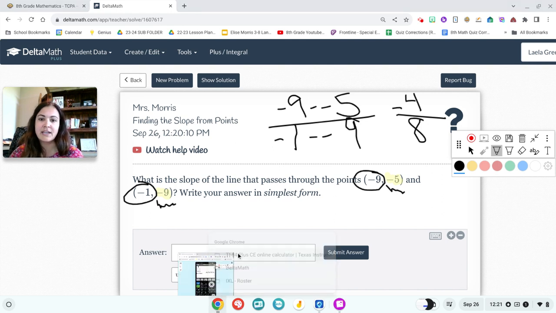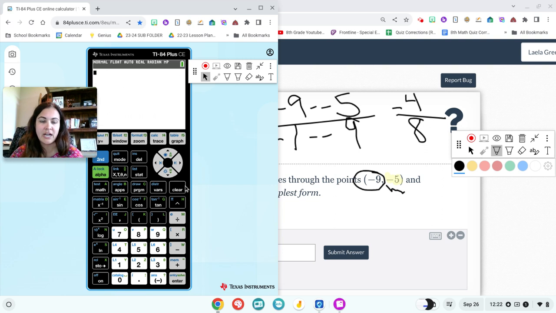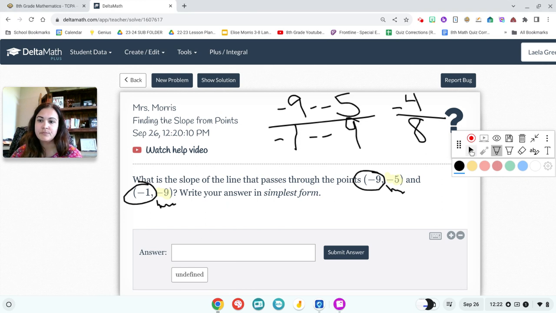So let's check it in the calculator and make sure we're on the right track. We're going to do -9 minus a -5. Yes, -4. Good. -1 minus a -9. An 8. Okay, great. -4 over 8 is -0.5. If I need a fraction, which I do, math, enter, enter. So we'll have -1 over 2 as our final answer. So the answer here is -1 over 2.